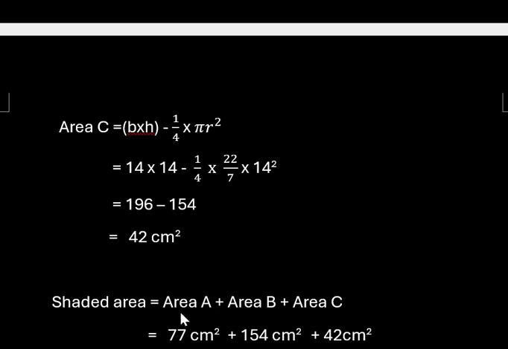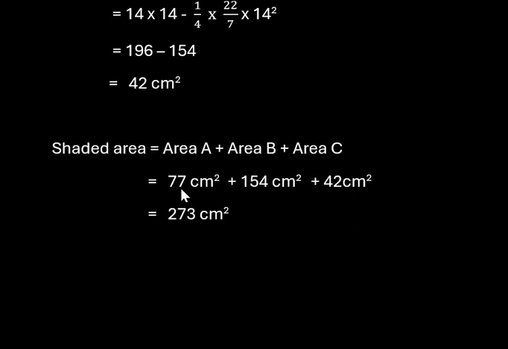So the total shaded area is area A plus area B plus area C, which is 77 plus 154 plus 42. You get 273 centimeters square.